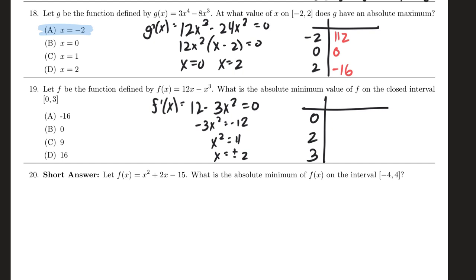If I plug in 0, I'm going to get 0. Again, I'm just going to use the calculator to make it go a little bit faster. If I plug in 2, I'm going to get 16. If I plug in 3, I'm going to get 9. All right, so what is the absolute minimum? The absolute minimum is 0.